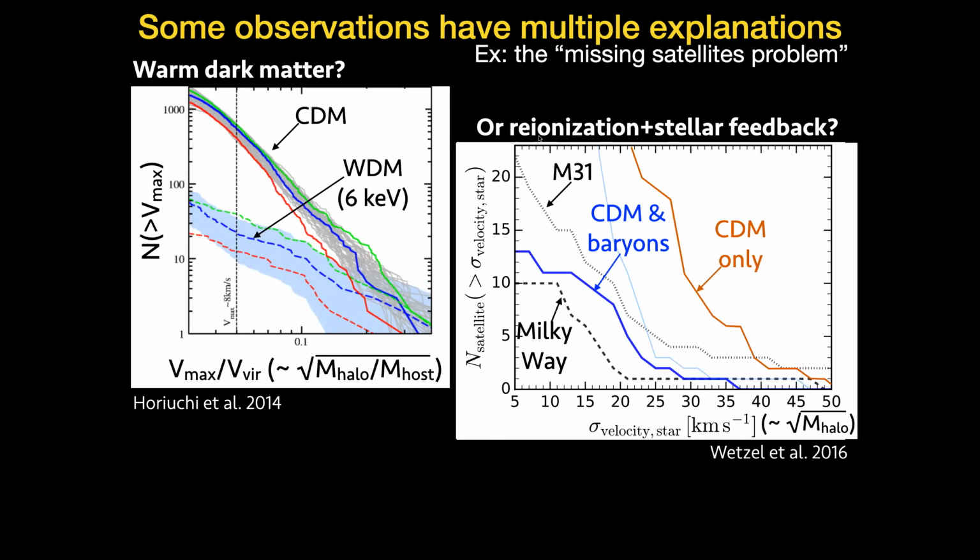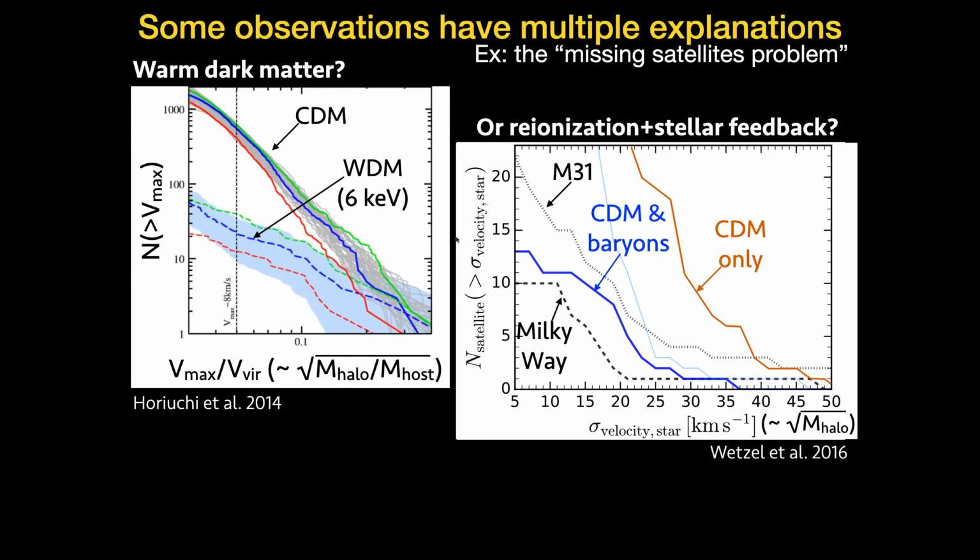Or you can add cosmic reionization and feedback from supernovae to your simulation, and that keeps the smallest stuff from forming any galaxies in it and reduces the number of satellite galaxies as a function of their mass down to what we observe in the Milky Way and Andromeda and other galaxies of that mass scale.